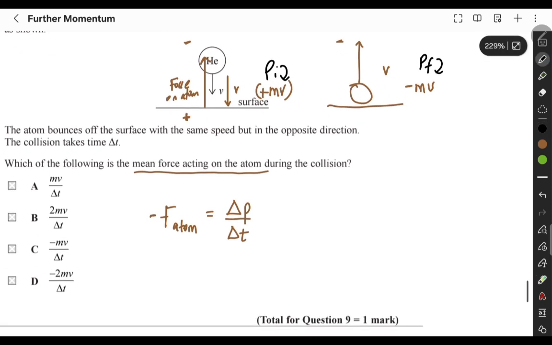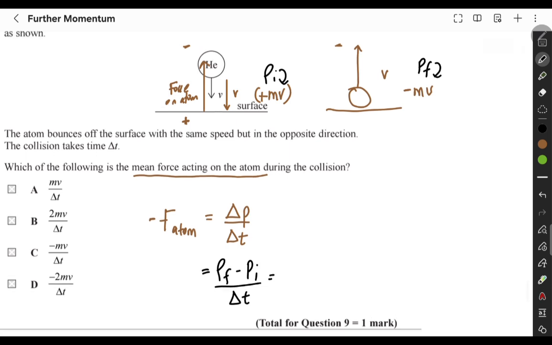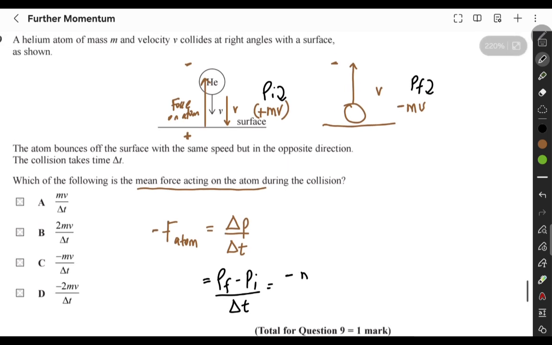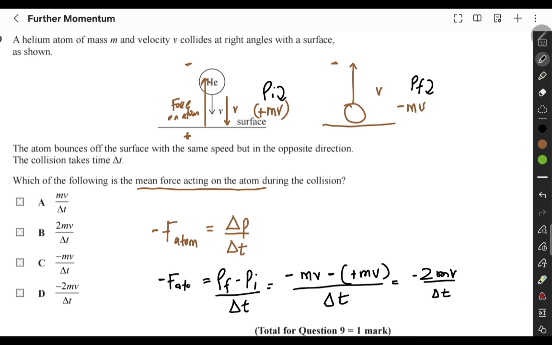Okay. So what I can say here is that the change in momentum is the final momentum minus the initial momentum, divided by the change in time. The final momentum is minus mv and the initial momentum is plus mv. So final minus initial, divided by change in time, and that's going to be minus 2mv over change in t. And that's going to be minus F on the atom.